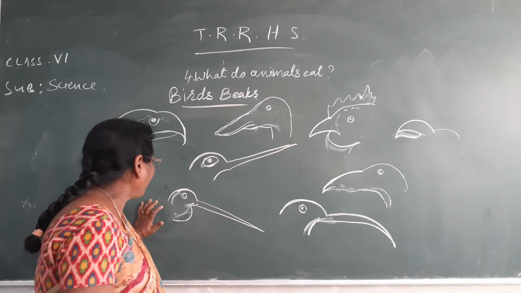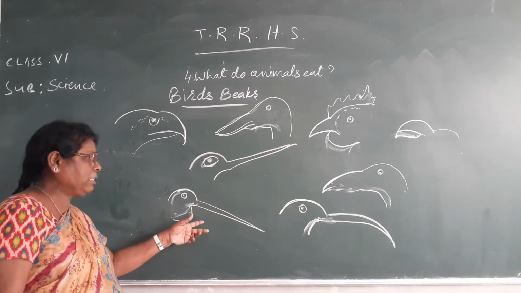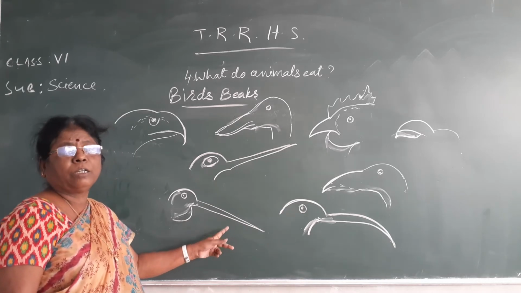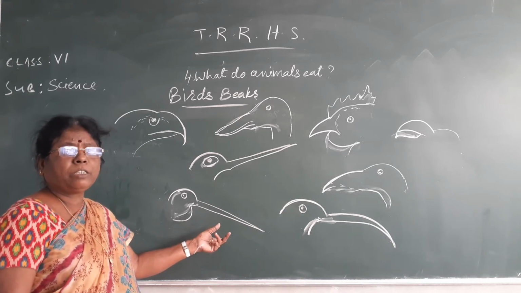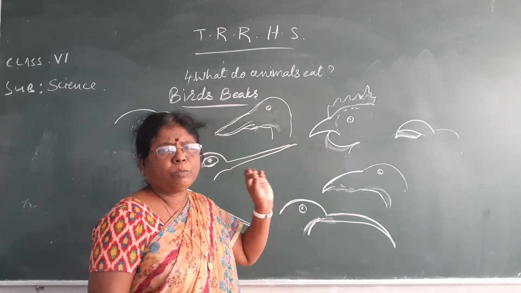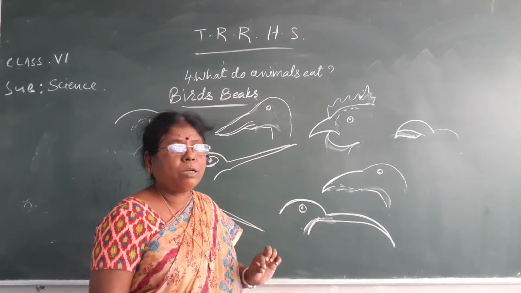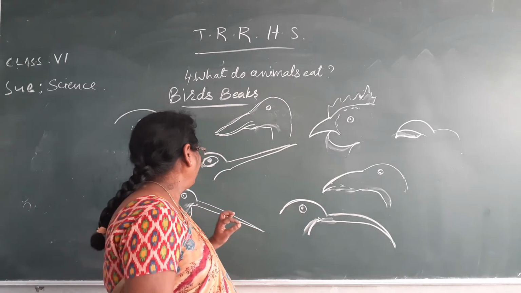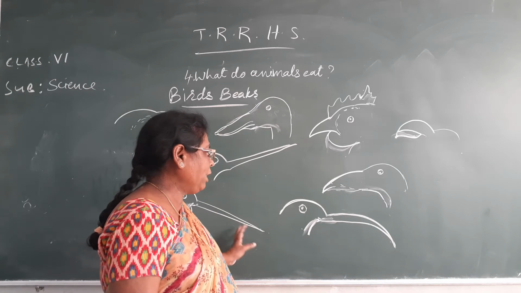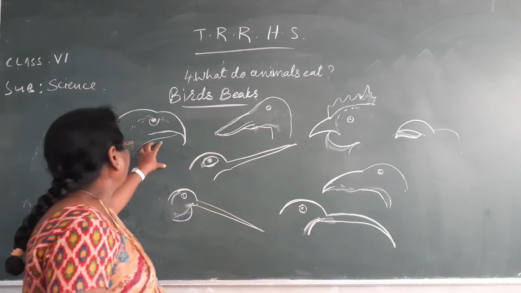In the same way, you are seeing a hummingbird. A very thin, pointed beak is there. This pointed beak is sent into the flower to suck the nectar from the flower, isn't it?